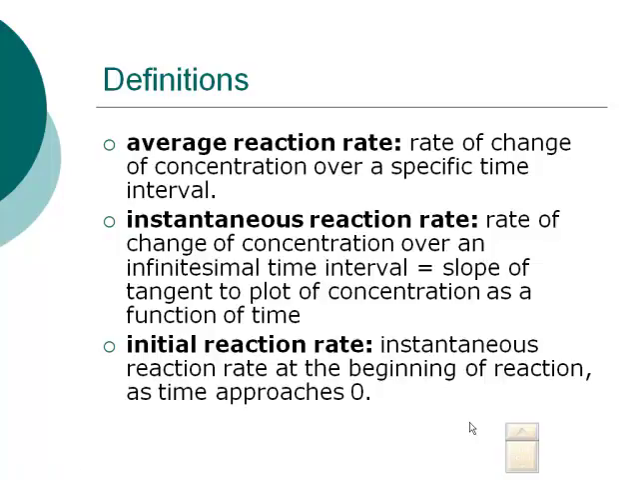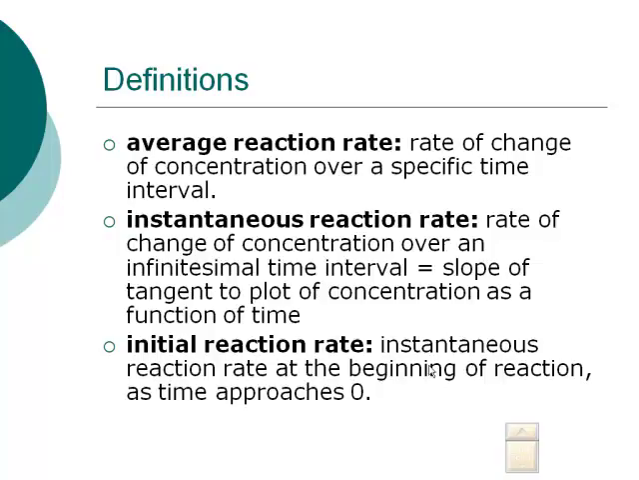So I wanted to go over a little bit of the 3 different types of reaction rates that we talk about with kinetics. The first one would be average reaction rate. This is the rate of change of concentration over a specific time period. So we can make those small time periods, or we can do the whole reaction. But typically what we like to do is take small chunks.